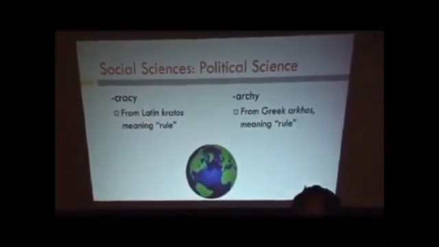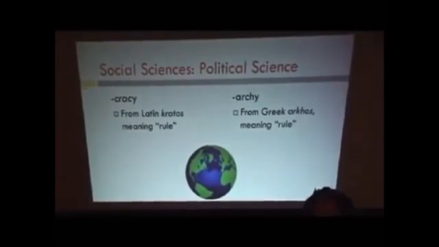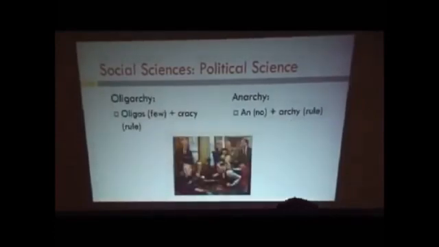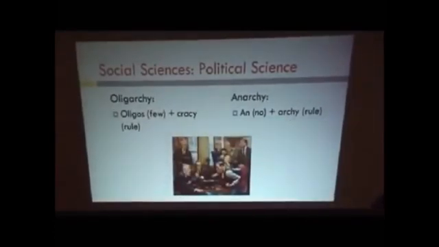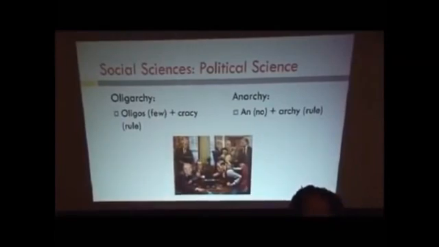So when we see democracy, anarchy, aristocratic, all that has to do with rule. We look at what's before the cracy or before the archy to tell us what type of rule this is. Oligarchy: oligos means few, so oligarchy is ruled by few. Anarchy, an referring to no or not, so anarchy is no rule. There's no particular person, entity, or group that is ruling.